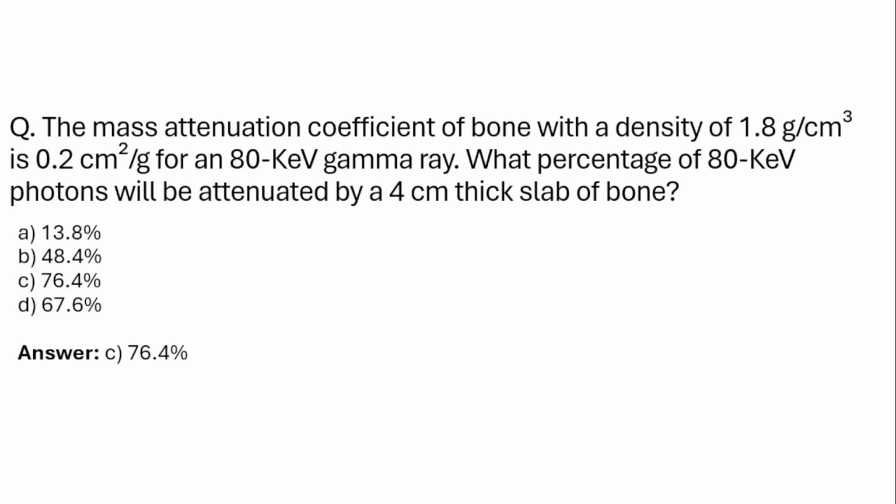Another numerical where we need to find the attenuated photons after this particular thickness. We are given a mass attenuation coefficient of 1.8 gram per cubic centimeter. Density is 0.2 centimeter square per gram for 80 MeV gamma rays. And what is the percentage of photons that will get attenuated by a 4 centimeter thick slab of bone?